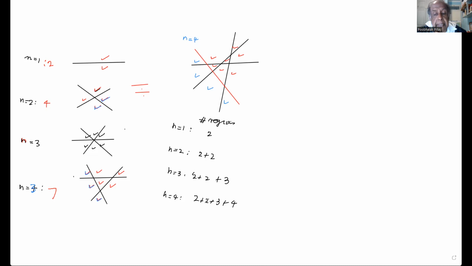So this says that in general, when you got n, it's 2 plus 2 plus 3 plus 4, plus, go all the way up to n. You can see it finishes off at n, the sum. You got 3 terms, 4 terms, and here you have n terms.